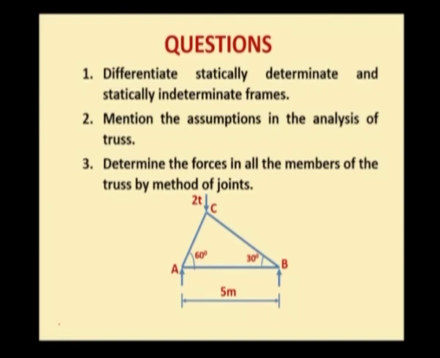Here you have a simple truss. Once again, it is a simple triangular truss. The span of the truss is 5 meter. The inclination of the member AC with respect to the bottom member is 60 degree, and the inclination of the other sloping member BC with respect to the bottom horizontal member is 30 degree. At the apex joint C, you have a 10 ton force acting. You are asked to determine forces in all the members of this simple truss by method of joints.